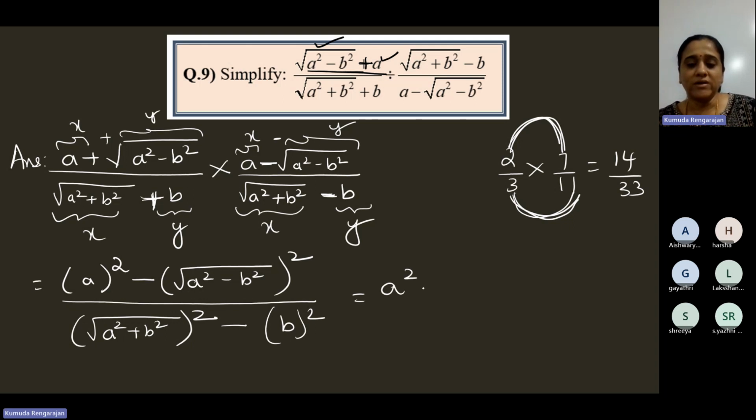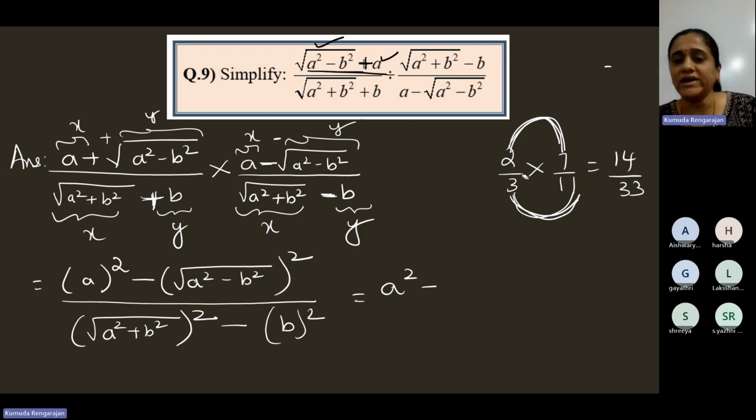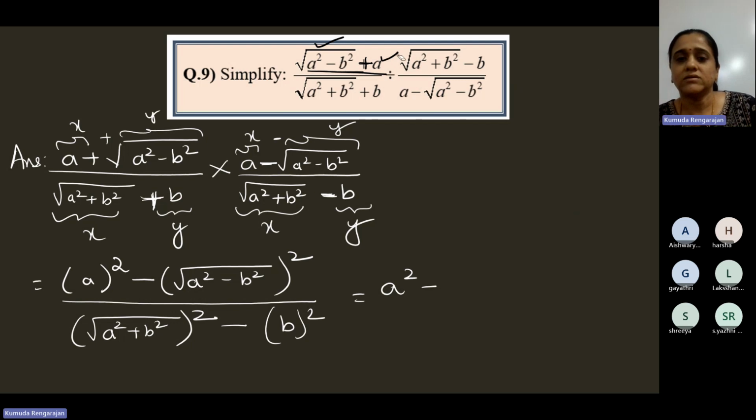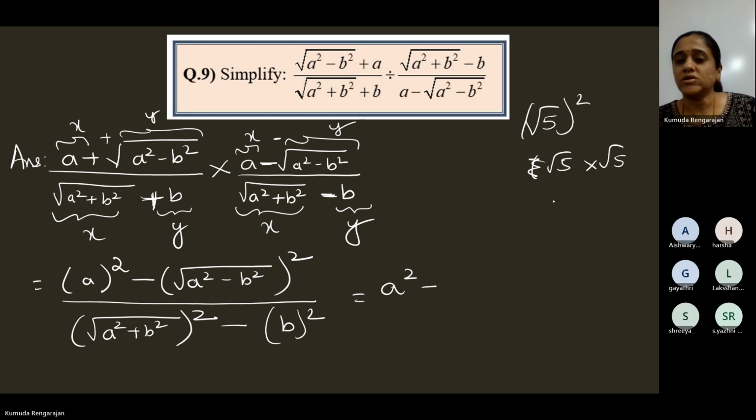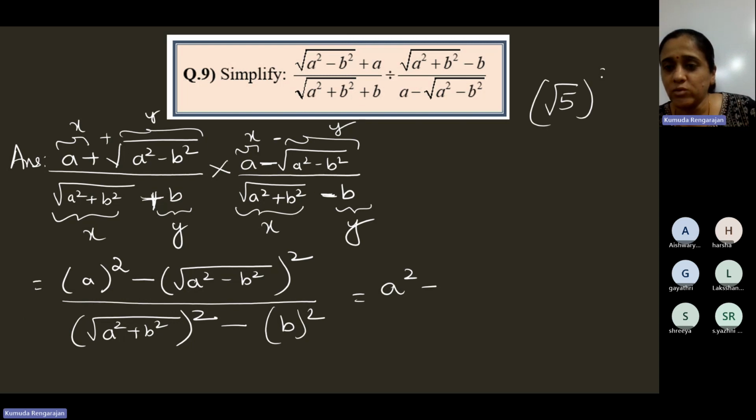So now, see, when you have square root of 5, the whole square, the square and the square root get cancelled. So the answer is 5. The answer is 5. Because what is square root of 5, the whole square? It is square root of 5 into square root of 5, correct? So the square root of 5 into square root of 5, which is 5. In the same way, see, square root of 5, the whole square. What is the answer? 5.